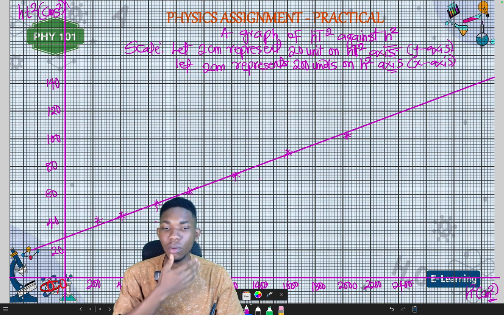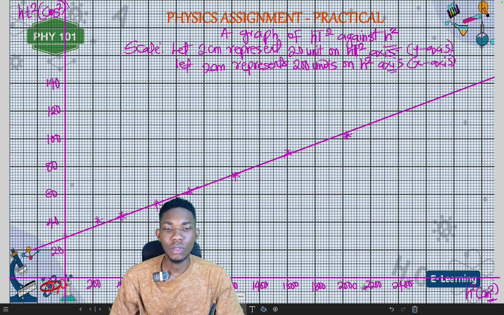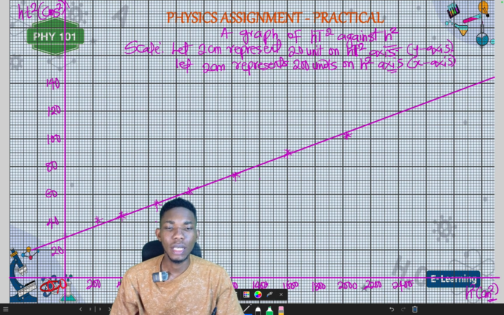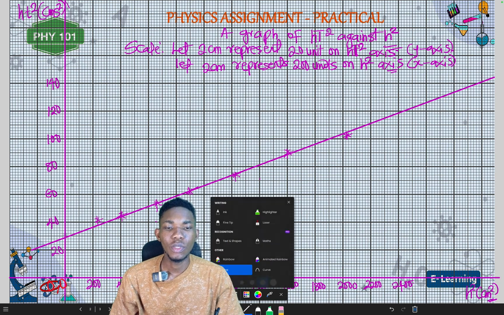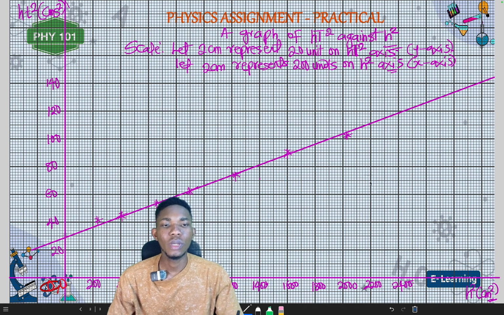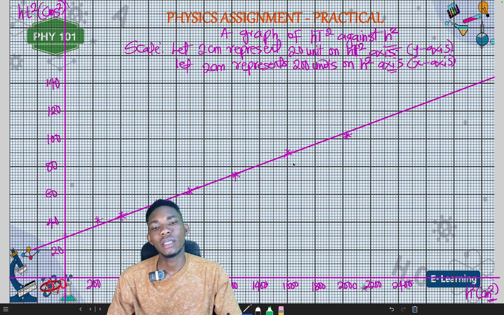If they ask you to calculate the slope, it's very easy too. You use broken lines to do that. Take 2 points in the graph, and the 2 points must be large enough. All right.